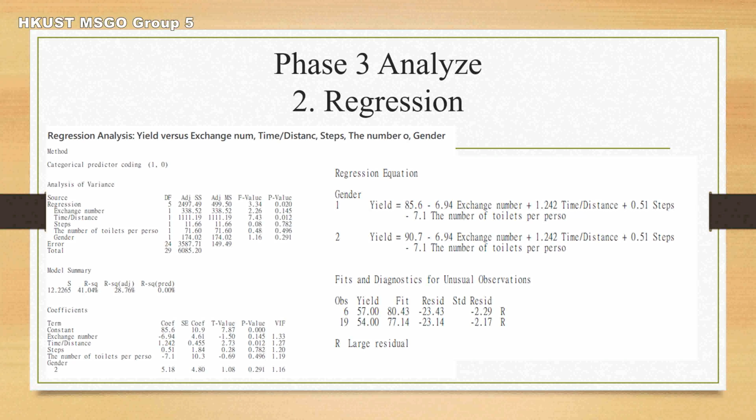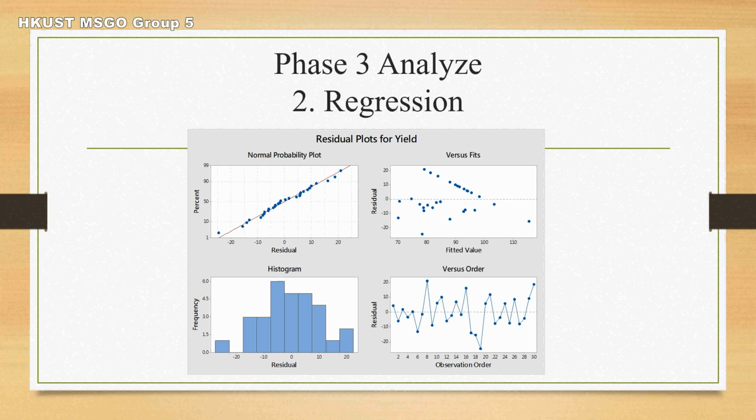During these steps, we make an assumption that the toilet per person ratio will cost time before departing. In the end, we decided to use these four factors to make a regression to explain the response variable. After regression, we found exchange number and TD ratio have p-values less than 5%. It showed that these two factors are statistically significant for this regression. From the residue plot, the residue is normally distributed.